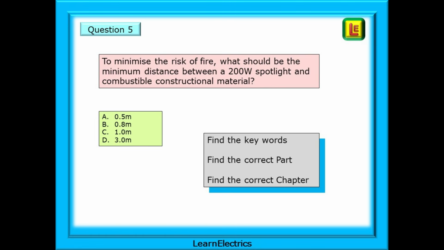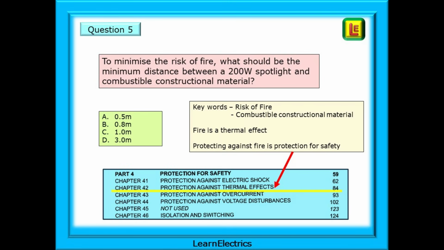To minimise the risk of fire, what should be the minimum distance between a 200-watt spotlight and combustible constructional material? Find the key words in the question, consult page 3, contents, to find the right part, and then find the right chapter and regulation. The key words here are risk of fire, and fire is a thermal effect, and combustible constructional materials. Protecting against fire is one method of protection for safety.